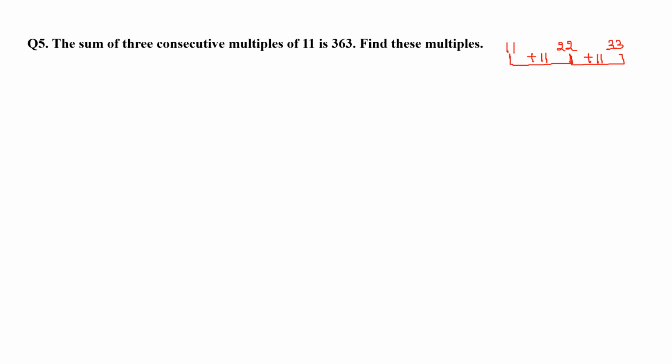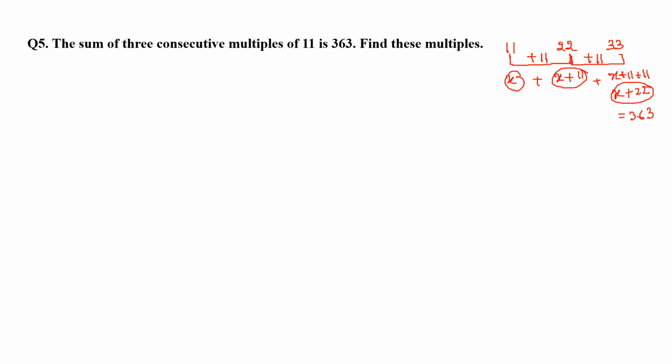So what I will do here, like the previous two questions I have solved, the first multiple of 11 I am taking as x. Then the second one will be x plus 11, I have to add 11 to the previous one. Again to get the third one, I have to add 11 to the second one, so x plus 11 plus 11, which will give me x plus 22. So these are my three consecutive multiples of 11. And it is given their sum is equal to 363. So now we have to solve it.